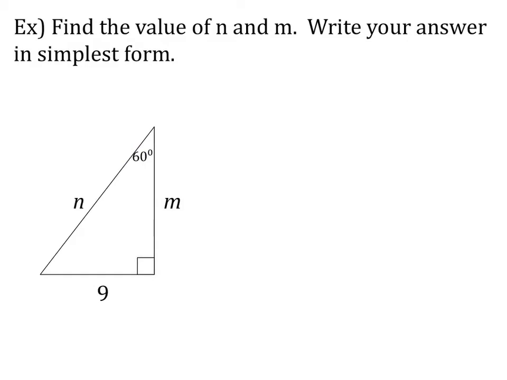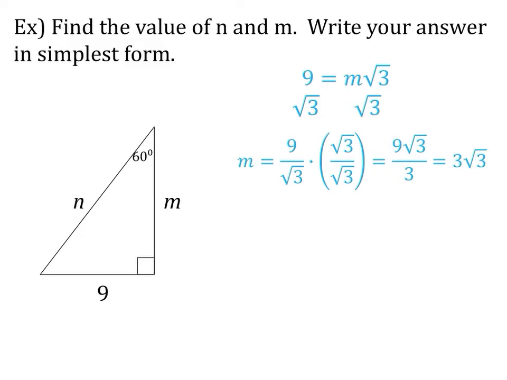All right, let's look at our first example for the 30, 60, 90. It says find the value of n and m, write your answer in simplest form. So we are dealing with the 30, 60, 90. Let's start by taking a look at our formula. So we'll start by looking for m, and m is across from your shortest angle. And we know that because our other angle is labeled 60, so we are across from the 30, which is m.